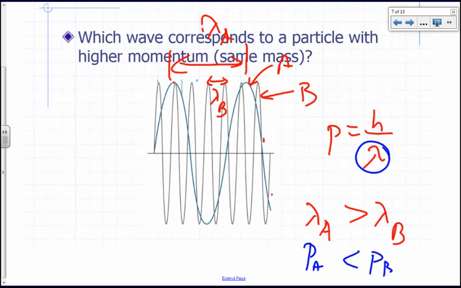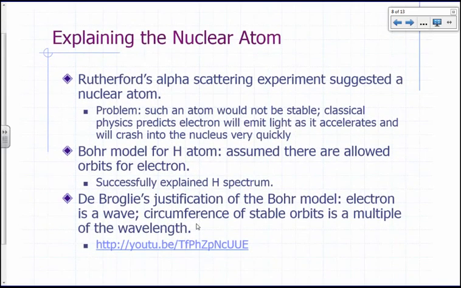All right. So we say then that shorter wavelength is associated with higher momentum. We say momentum and wavelength are inversely proportional. Okay. All right.